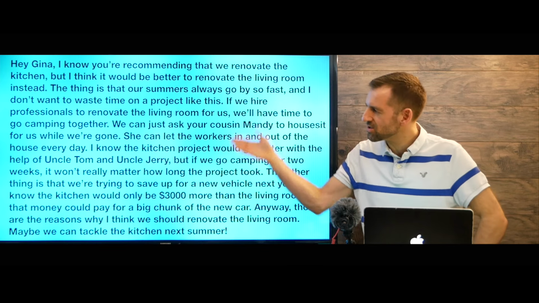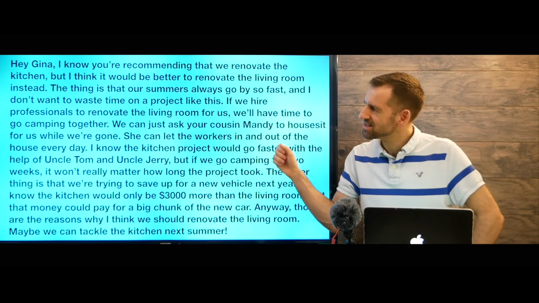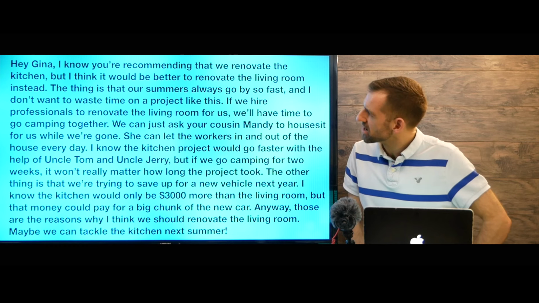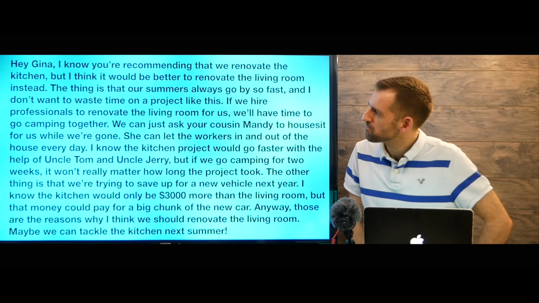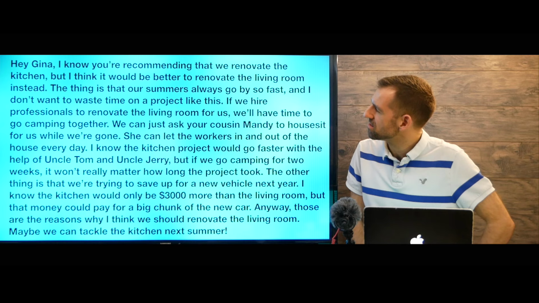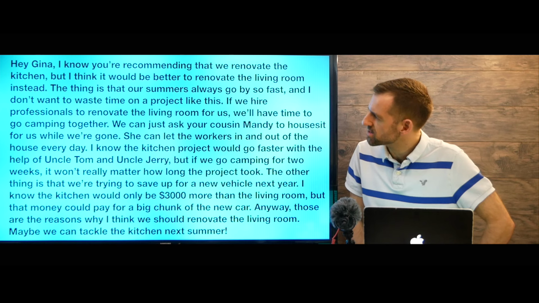Okay, so here's my answer from my book. Okay, let's take a look. Hey Gina, I know you're recommending that we renovate the kitchen, but I think it would be better to renovate the living room instead. The thing is that our summers always go by so fast, and I don't want to waste time on a project like this. If we hire professionals to renovate the living room for us, we'll have time to go camping together. We can just ask your cousin Mandy to house sit for us while we're gone. She can let the workers in and out of the house every day.